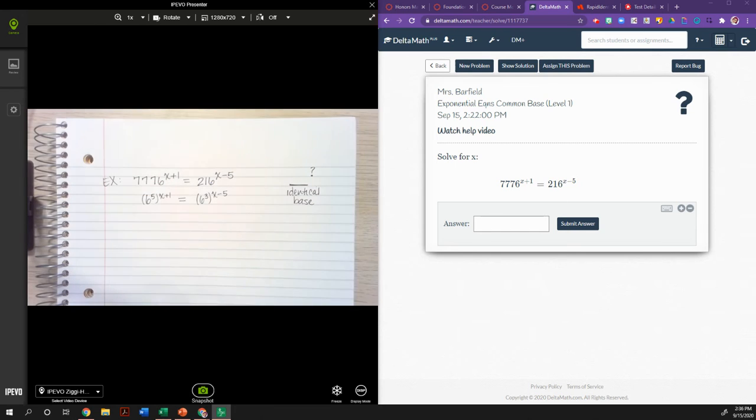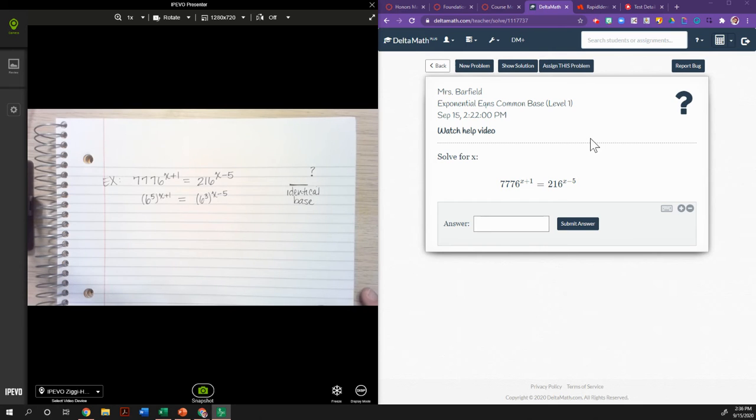Now all the problems that you're going to be solving today have a common base. So you absolutely can find one. If you don't find one, you need to keep looking, because the whole point of this exercise, if you look up here in Delta Math, is that they're going to have a common base, because we want to focus on the next steps.